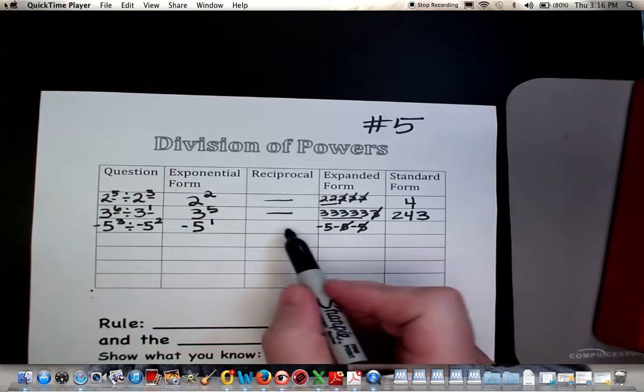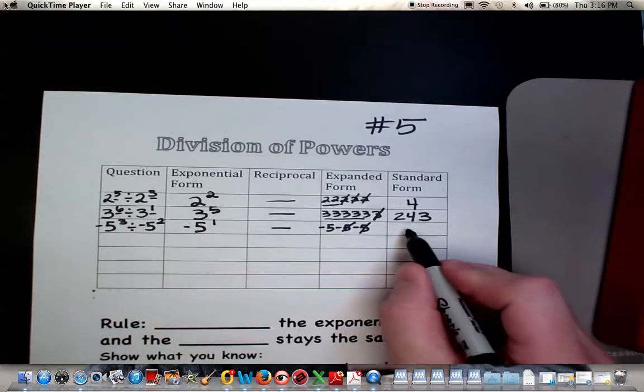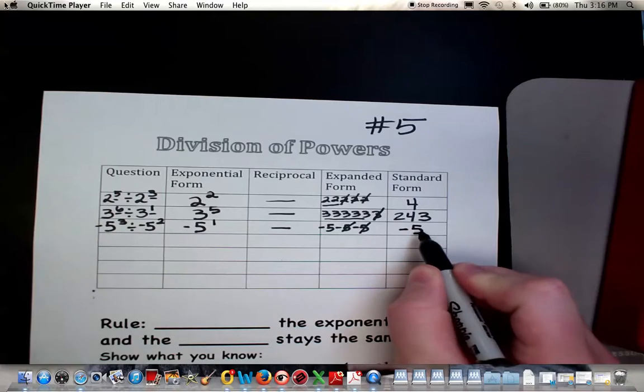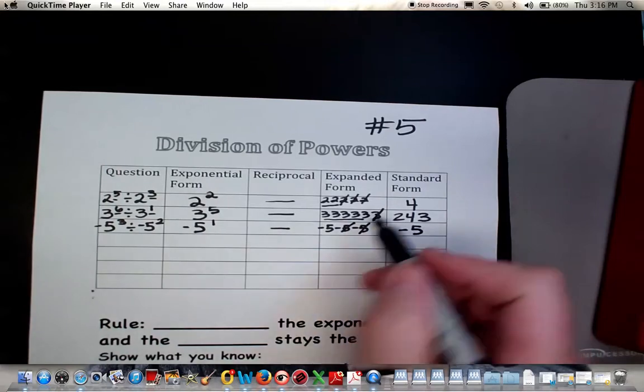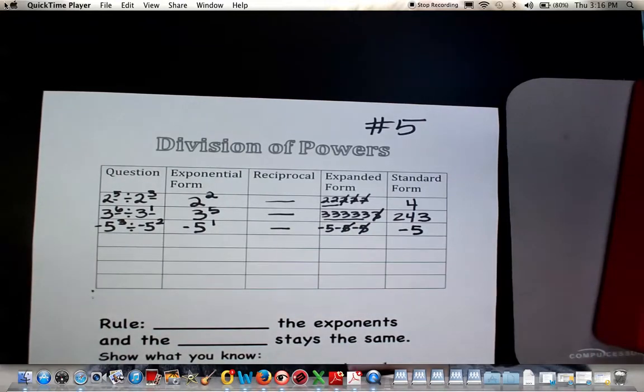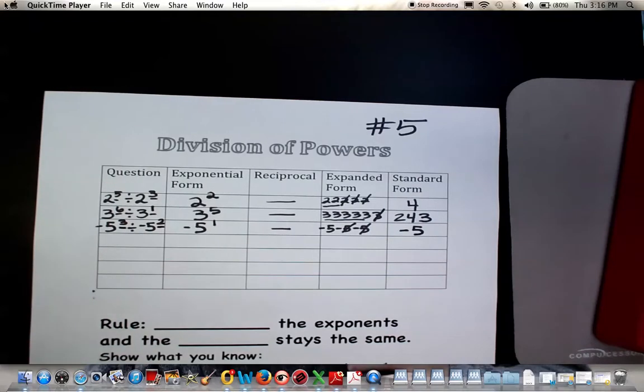And so I don't have to take a reciprocal of that. What I need to do then is just do negative 5 to the first power, which is going to be negative 5. So have you figured out what we're doing with our exponents there? When I mark these out, what are we doing? Are we adding? Are we subtracting? Are we multiplying? Well, if you figured it out, we're subtracting.